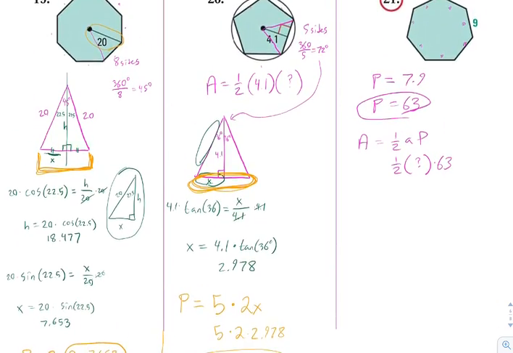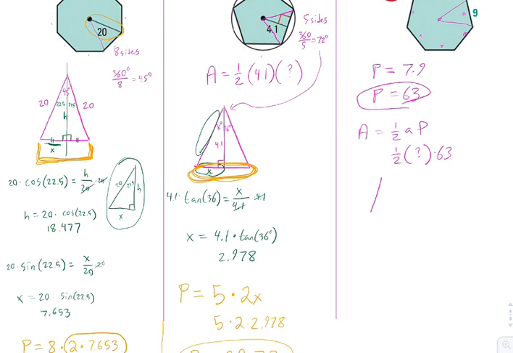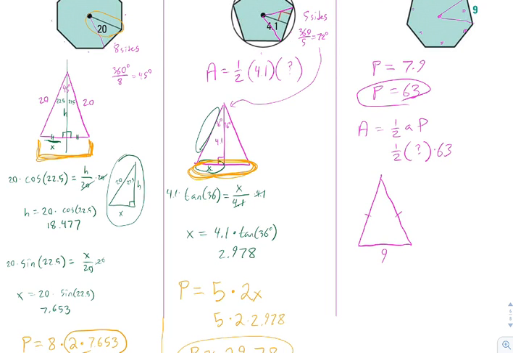So let's look at this. We got, taking this down, we're starting with this triangle. Okay, Isosceles Triangle, which we're going to cut in half. The base is 9.